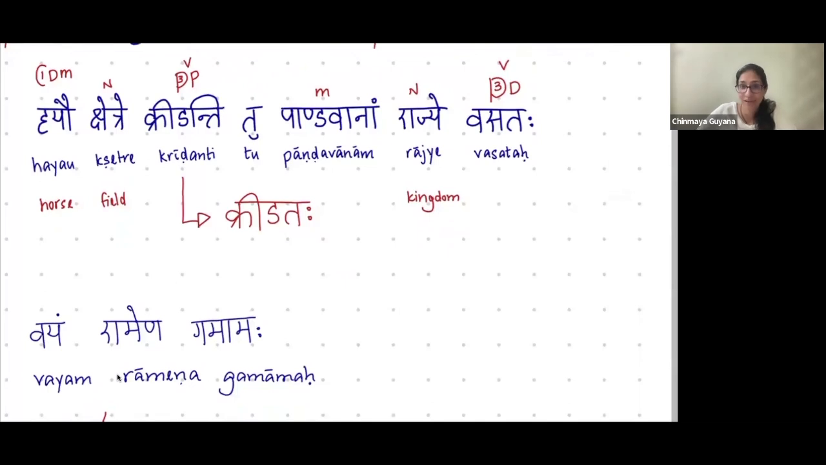Vayam Ramena Gamamaha. Well, let me tell you all something. If you checked your table to see the meaning of gamamaha, or checked the verb gamamaha, or paid a little attention as we were going along, you would have realized there is nothing like gamamaha. What is gamamaha? Gamamaha is not a word. Gam is the verb root, and we don't use gam in the sentence, we use gacha.